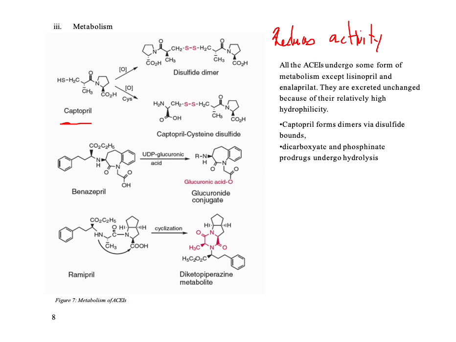So for captopril, it's the disulfide dimer. For benazepril, it's the glucuronide conjugate. And for ramipril, it's the cyclization. Okay, so these are things that will be good for you to be able to remember and understand as you go through these lectures here.